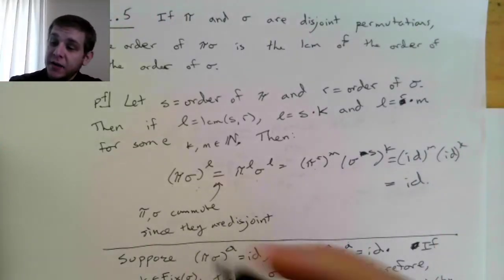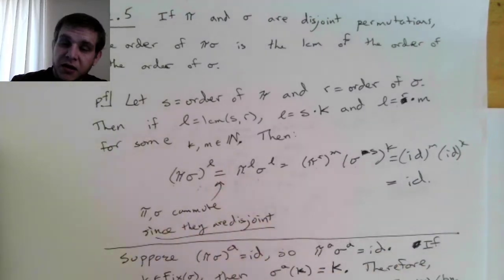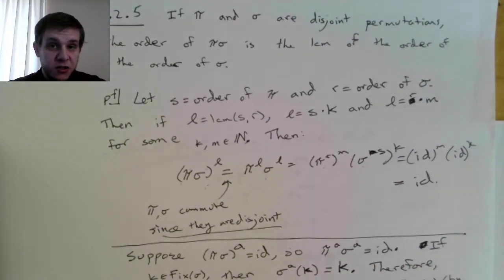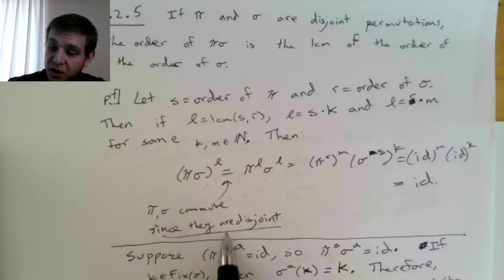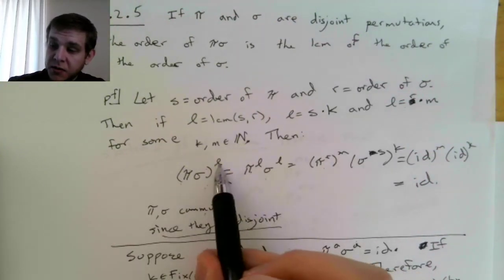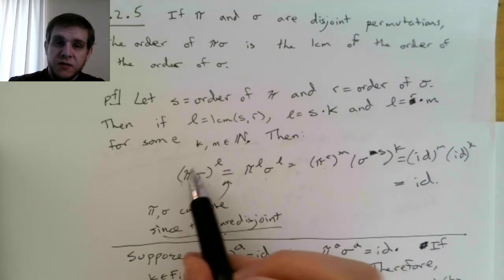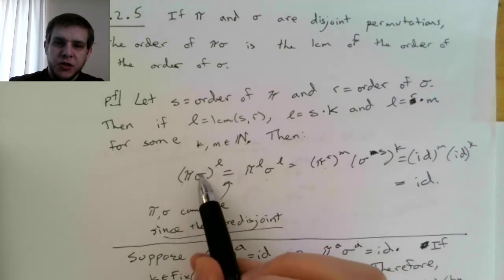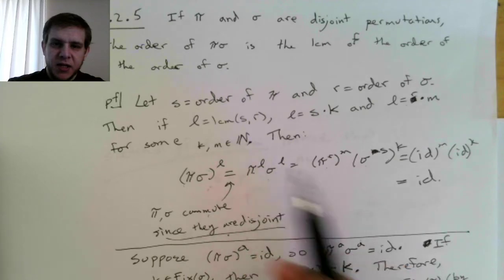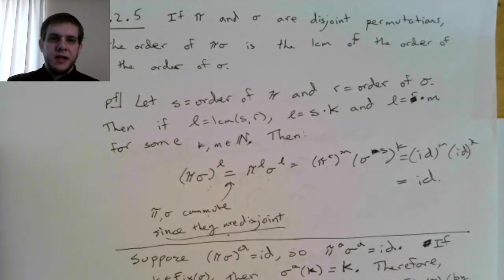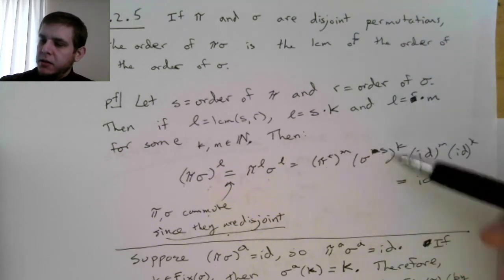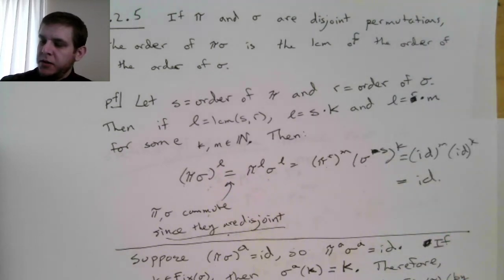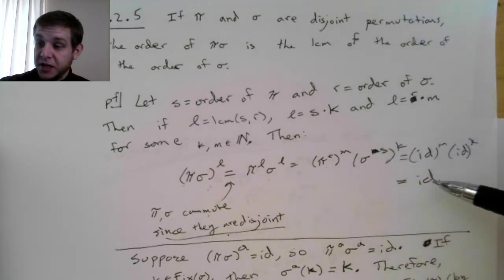And for this, we heavily use the fact that the permutations were disjoint. If they're not disjoint, this lemma isn't true. So because they're disjoint, they commute, and so I can distribute the exponent onto each of these two terms in the product. So I get pi to the L times sigma to the L. And then using the property of least common multiple, we checked that these powers are both equal to the identity as a transformation.